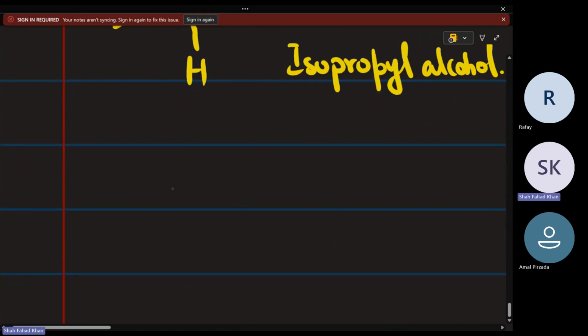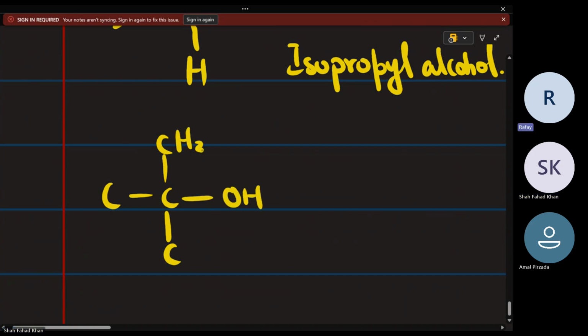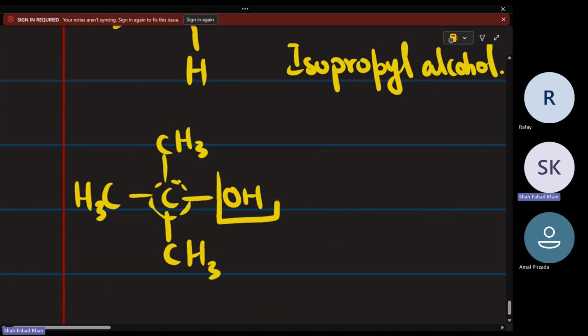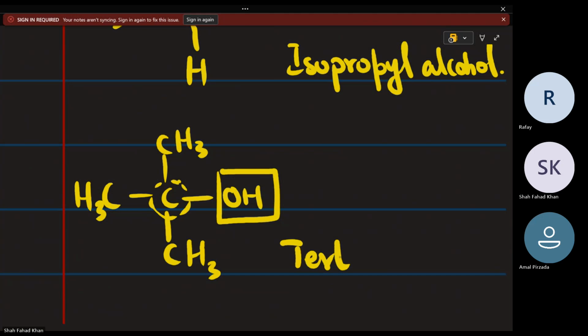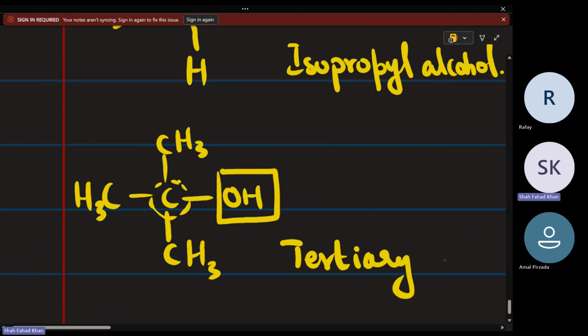Then what if you have a tertiary butyl group attached over here, something like this? This is called tertiary butyl alcohol. Why tertiary? Because the carbon atom to which the OH is attached is directly attached to how many carbons? 3 carbon atoms, right? So we call it tertiary butyl alcohol.